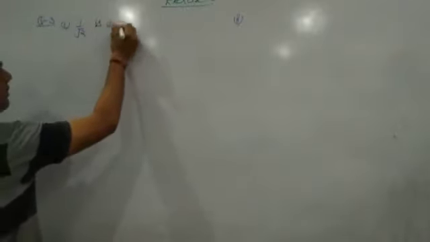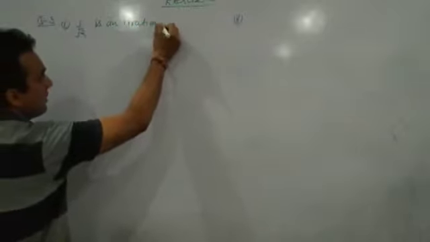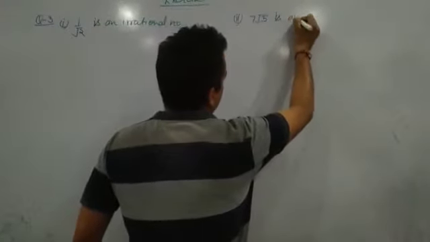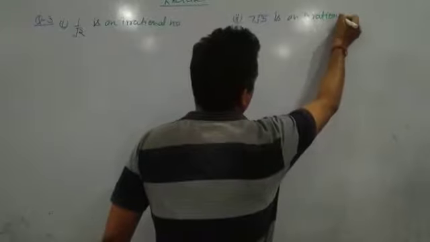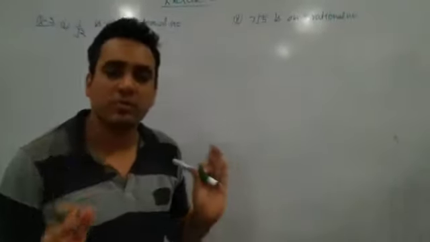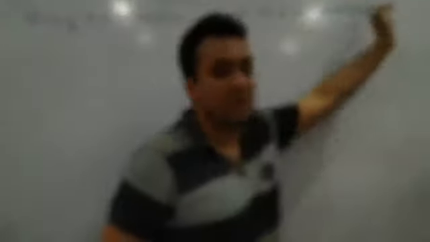In question number 1, we have to prove that 1 upon under root 2 is an irrational number. And in its second part, we have to prove that 7 upon under root 5 is an irrational number. I am going to solve both the questions simultaneously, proving that 1 upon under root 2 is an irrational number and 7 upon under root 5 is an irrational number.